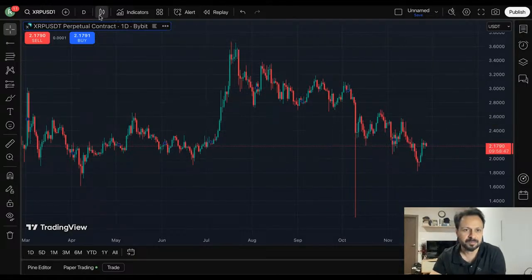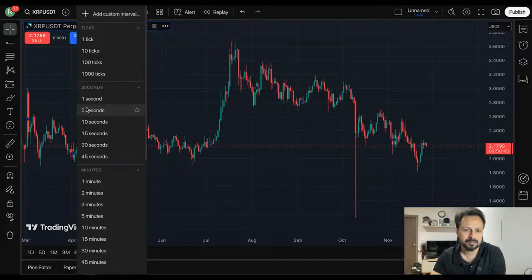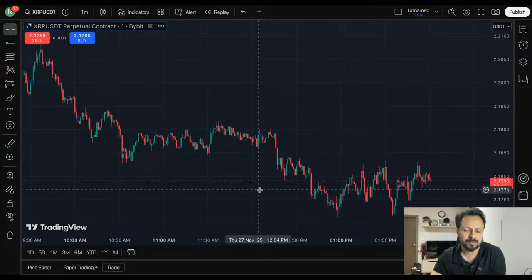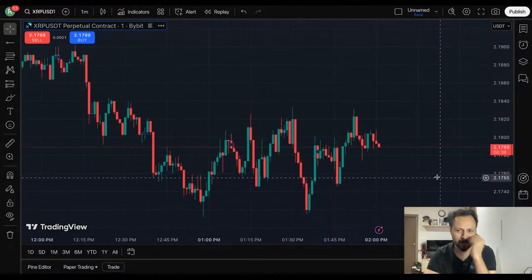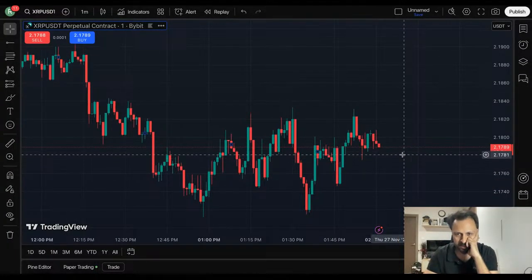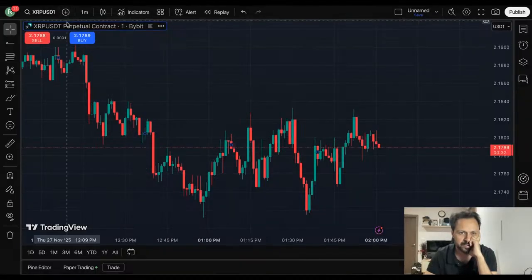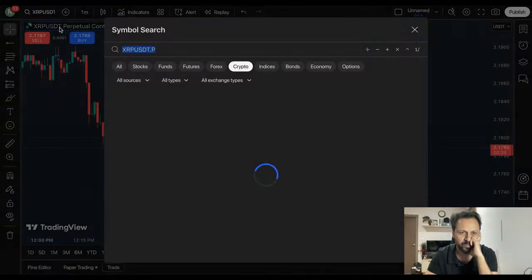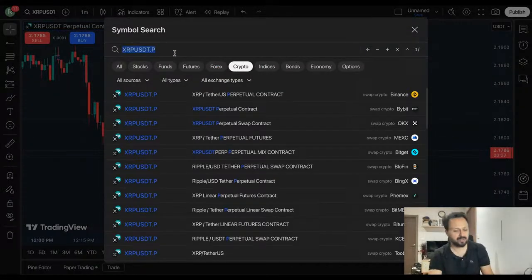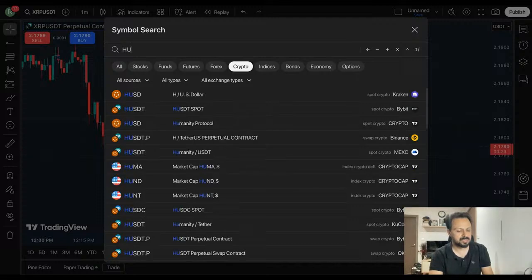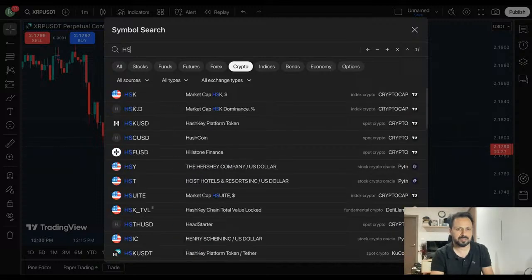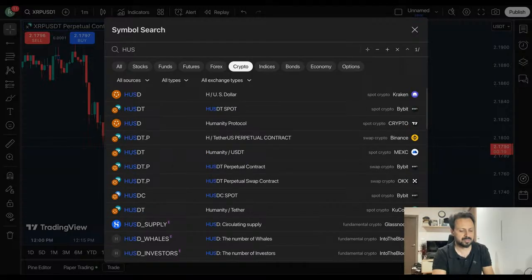Okay, let's perform the trade on the 1 minute chart. Some scalping. No, it doesn't seem very welcoming. Let's go to the same coin, HUSDT.